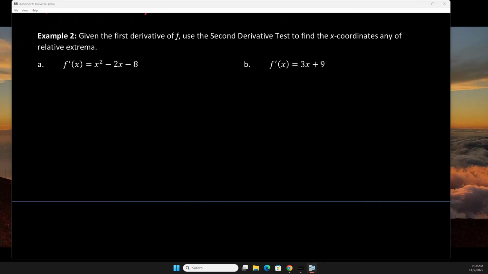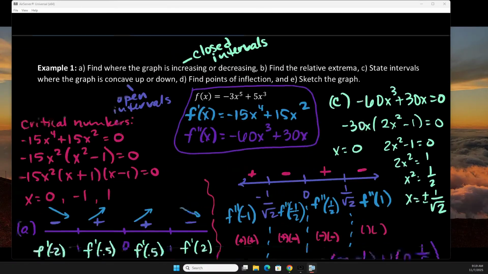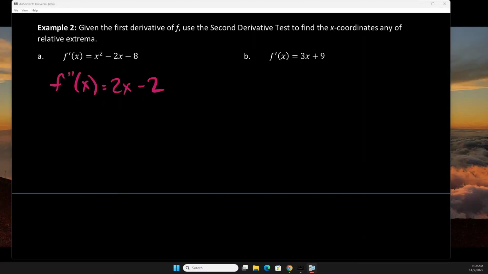So on this one, we are given the first derivative. We're going to use the second derivative test to find the x-coordinates of any relative extrema. Okay, so we obviously need the second derivative. Ooh, we need something else too. Don't forget that on the second derivative test, you need a critical number. So is that critical number going to come from the first derivative or the second? First. Okay.